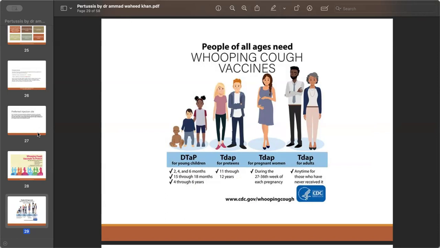DTaP for young children at age 2, 4, and 6 months, 15 through 18 months, and 4 through 6 years. Tdap for preteens at 11 through 12 years. Tdap for pregnant women during the 27th to 36th week of each pregnancy. Tdap for adults anytime for those who have never received it. These are the guidelines from CDC.